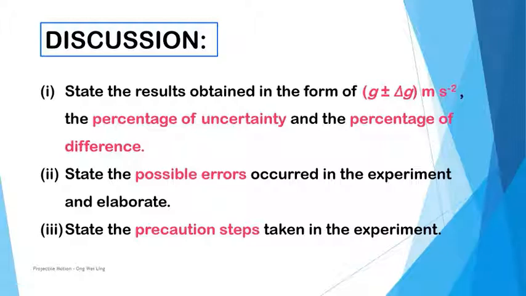Discussion. State the results obtained in the form of g plus minus delta g meter per second squared, the percentage of uncertainty, and the percentage of difference. State the possible errors that occurred in the experiment and elaborate. State the precaution steps taken in the experiment.